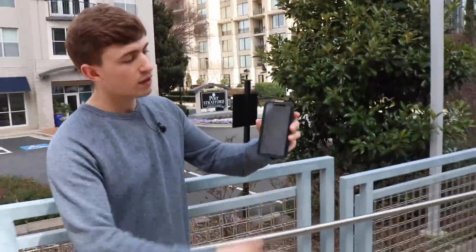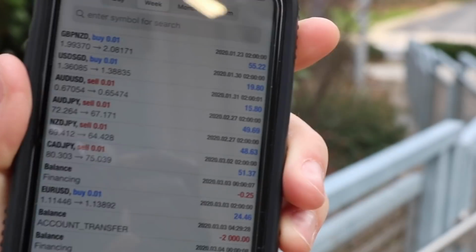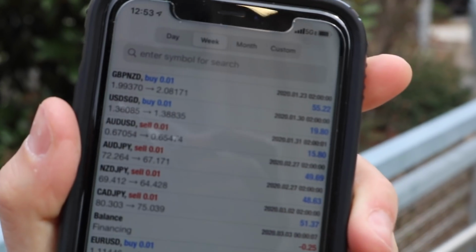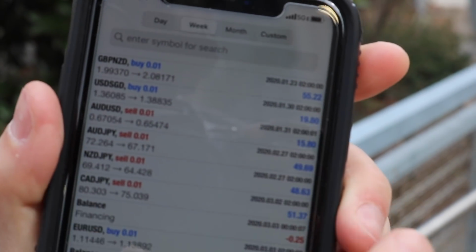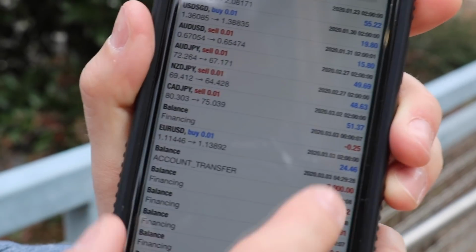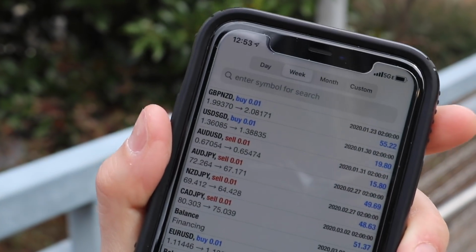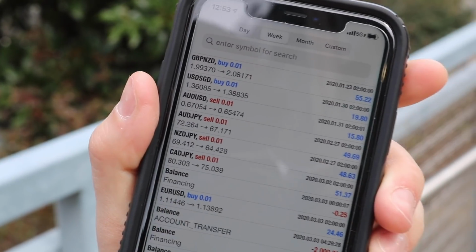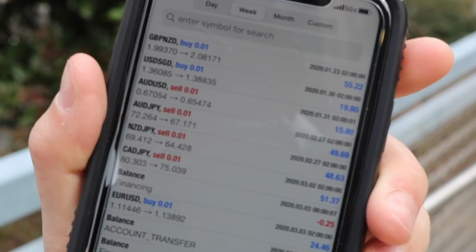Or you can see, if we let the camera focus on there, basically you can see we closed a bunch of profits, and this is a smaller account where I'm testing a concept. You can see we've got $55, $19.80, $15.80, $49.69, $48.63, $51, and then we could see $24 of profit there, and then you can see I actually transferred this money out into something else. So this actually, I transferred this money to another account. I'm basically going to build a bigger account where I do this on a bigger scale.